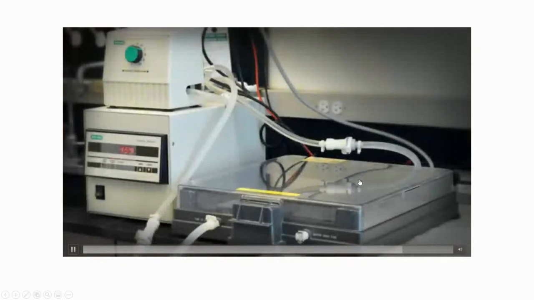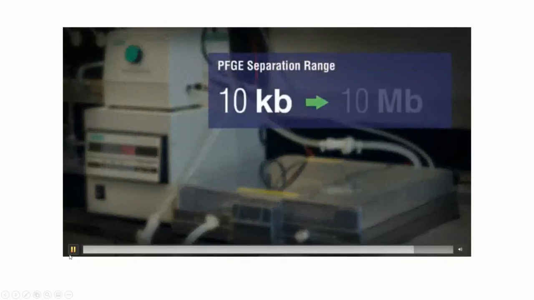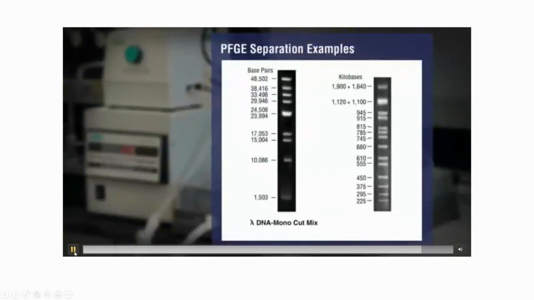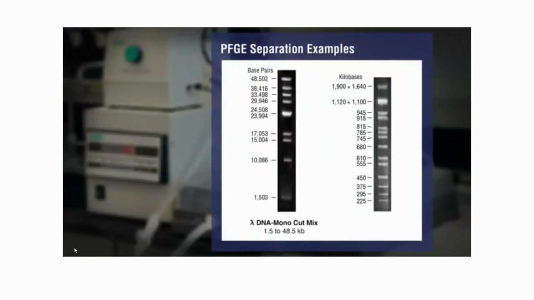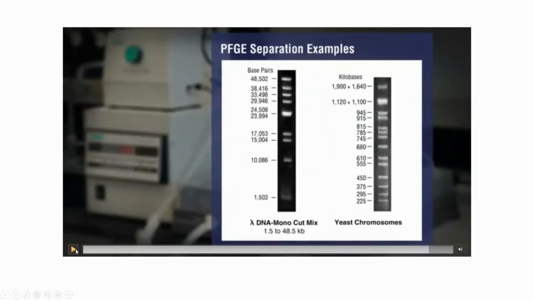With any PFGE system, depending on the migration protocol, you can separate DNA fragments or molecules from 10 kilobases to 10 megabases. Here are separation examples of the lambda monocut mix from 1.5 to 48.5 kilobases.